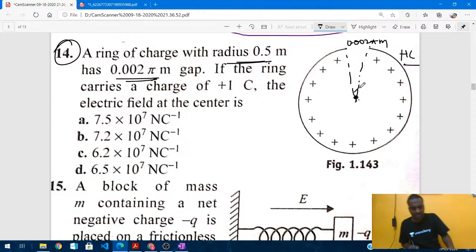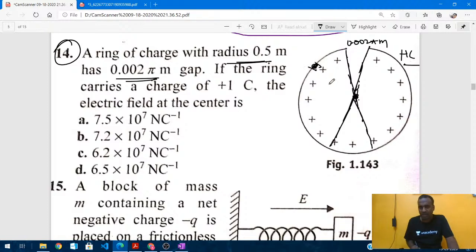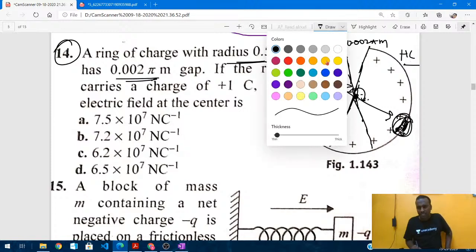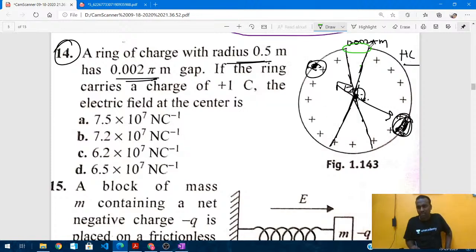The electric field at the center due to the complete ring will be 0. If you take a small elementary part, the direction of its electric field is away, and for exactly the opposite point, another element will cancel it. Since these two cancel each other, the net electric field will be 0. But this part is not present here, so the element exactly opposite to the gap will not be canceled. Due to this, the direction of the electric field is away.